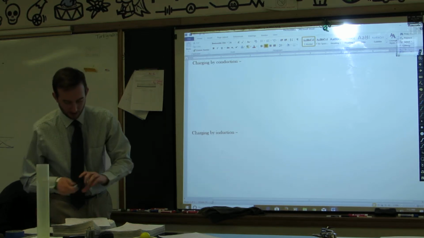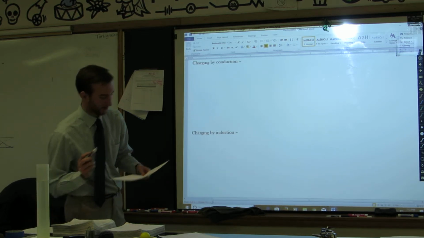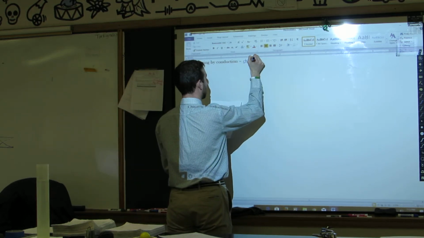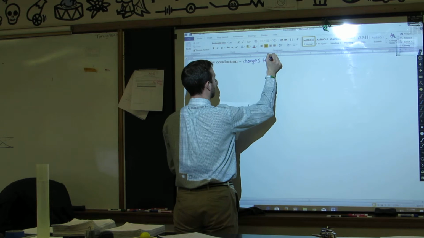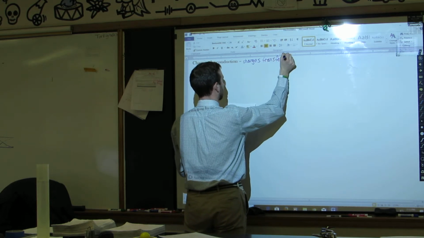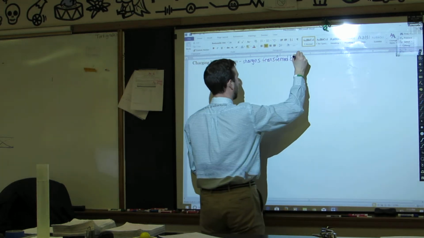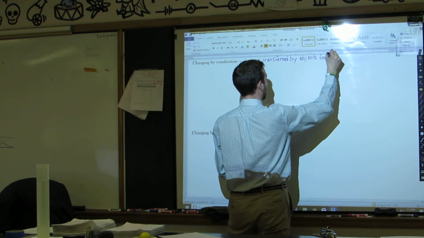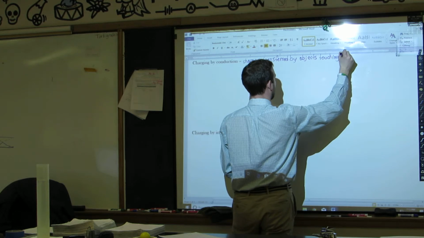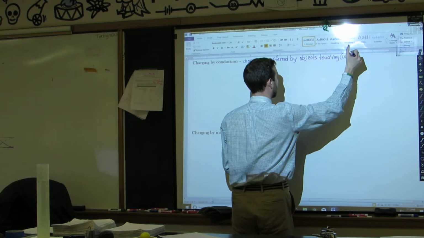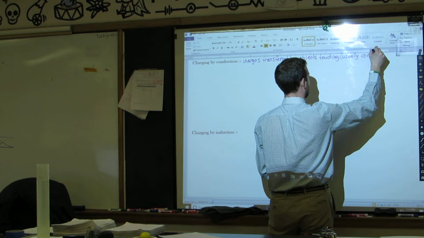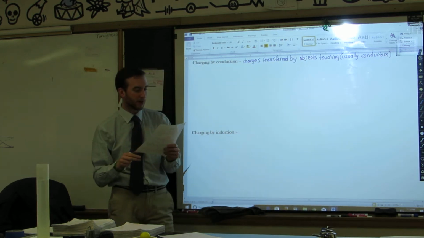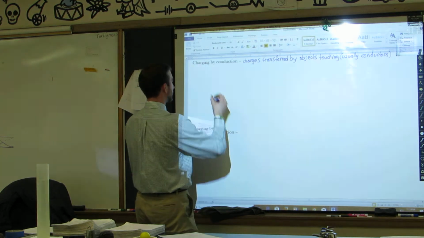So essentially, here is what we have. This is charges getting transferred by objects that are touching. And these touching objects are usually conductors. Okay, they're objects that conduct electricity well. Insulators, the charges won't jump around as much, obviously. So, here's what we're going to do.